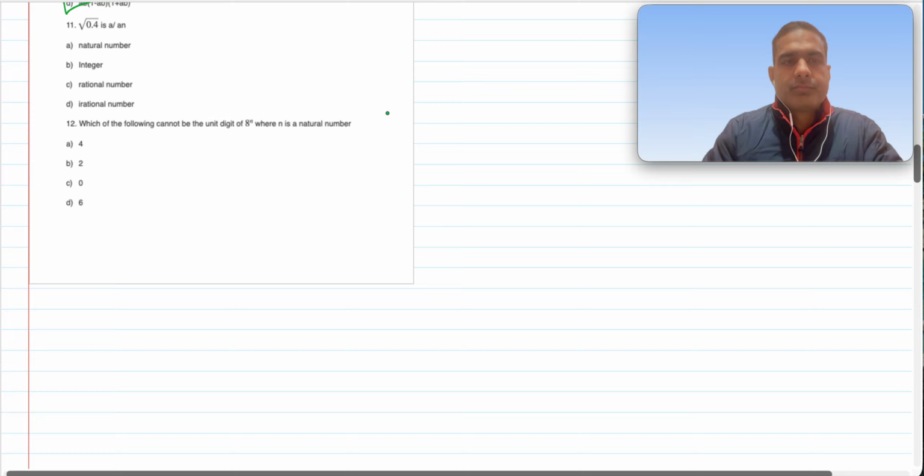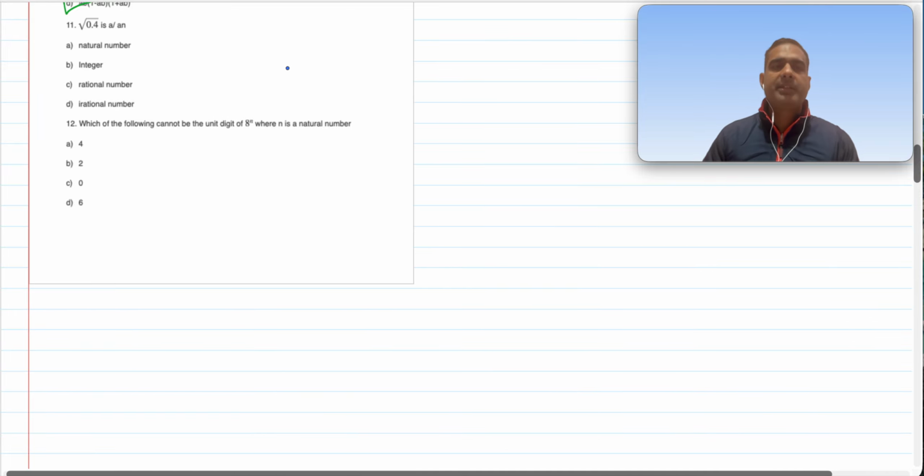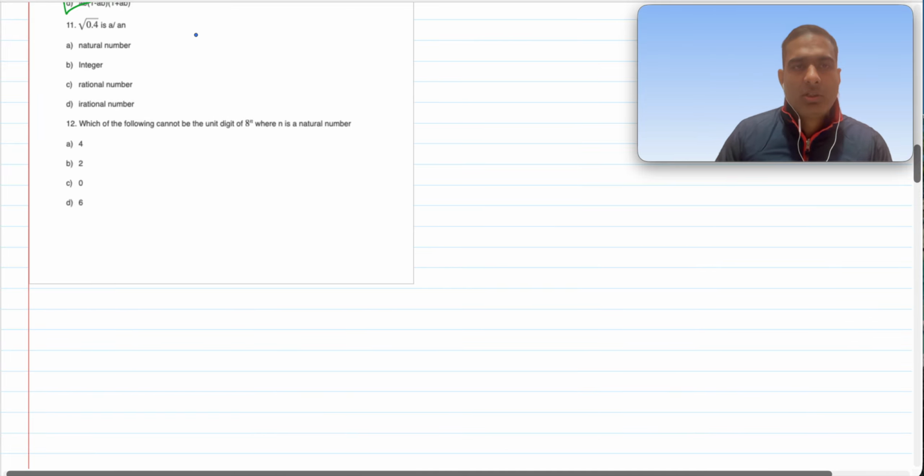Now question number 11, it's a very easy question, but yes, there is a lot of chance of making a mistake in this. As I know 4 is a perfect square, so it may be possible to think of it as 0.2 square is 0.4, but I know 0.2 times 0.2 will become 0.04, not 0.4. So 0.4 is not a square of any number, so I can say it will be an irrational number.